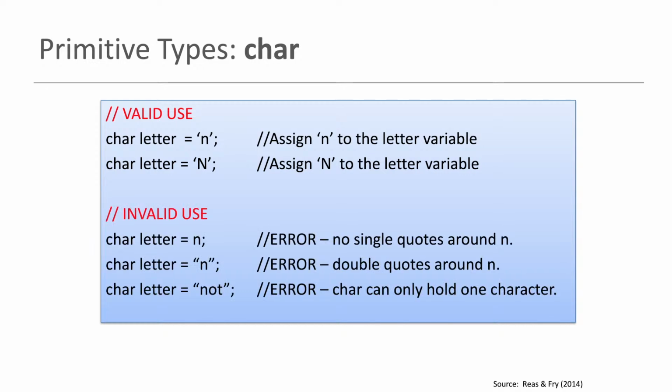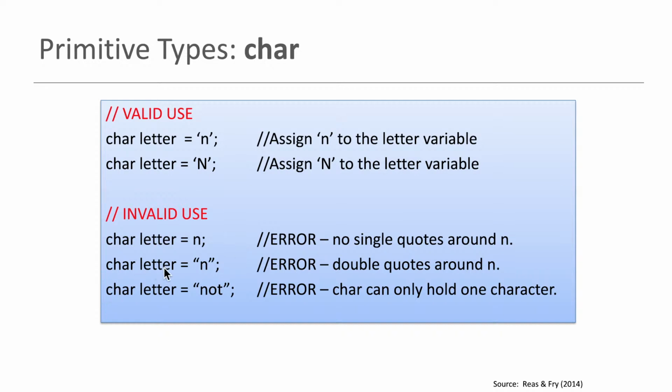Here's an invalid use. So it's best to have a look at where you might go wrong. If you say char letter is assigned a value n, what that's actually saying is that letter gets the value of the variable n, which we haven't declared.